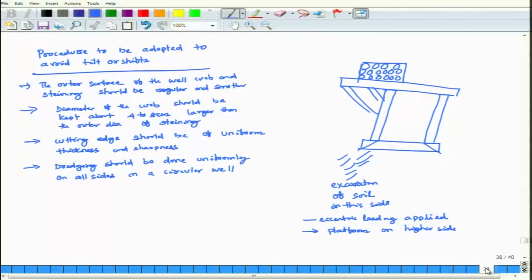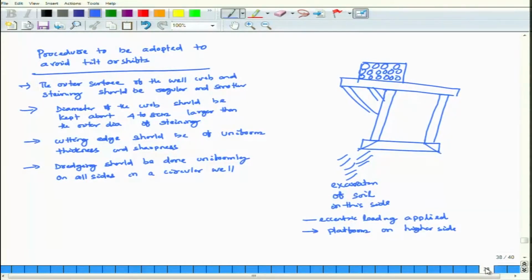Then the procedure to be adopted to avoid tilt or shift. The outer surface of the well curb and the steining should be regular and smooth. The diameter of the curb should be kept about 4 to 8 centimeter larger than the outer diameter of the steining. The cutting edge should be of uniform thickness and sharpness. Dredging should be done uniformly on all sides in a circular well. Still, after doing this, if there is a tilt or shift, then what are you supposed to do?